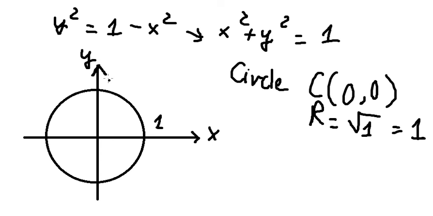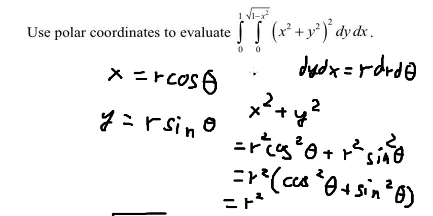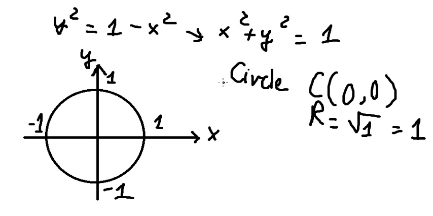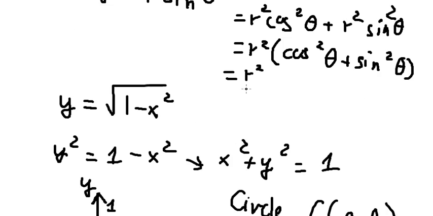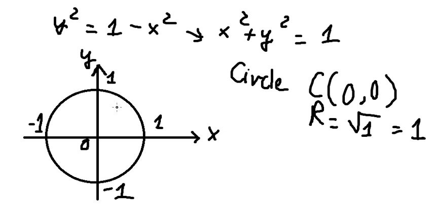This is 1, 1, negative 1, negative 1. Now, the bounds for dy are from 0 to the square root of 1 minus x squared. The square root of 1 minus x squared, that's this one in here. And y equal to 1, that's in here. So they want to go opposite in here. The next one, dx, x from 0 to 1. So from 0 to 1, that's in here. So the area they just want to concentrate on is only this one.